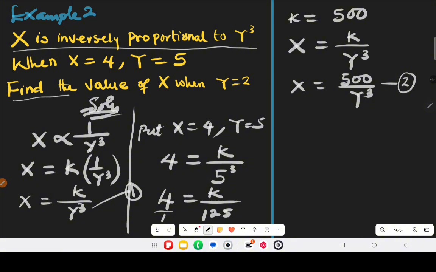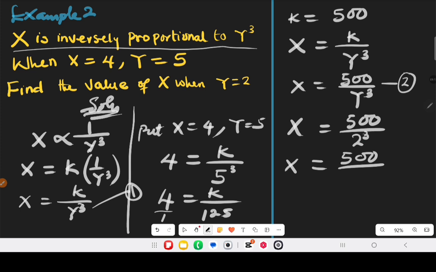Now we can find the value of x when y is equal to 2. In equation 2, we have x is equal to 500 all over 2 raised to the power of 3, meaning 2 times itself 3 times, which gives us 8. 2 times 2 gives us 4, 4 times 2 gives us 8. Now, finally, x is equal to 500 divided by 8, which gives us 62.5 as the final answer.